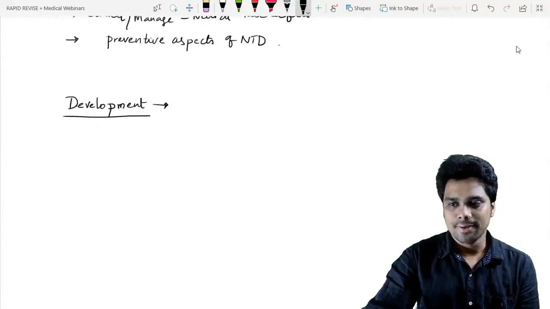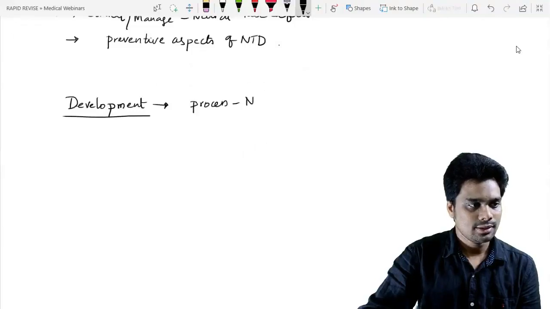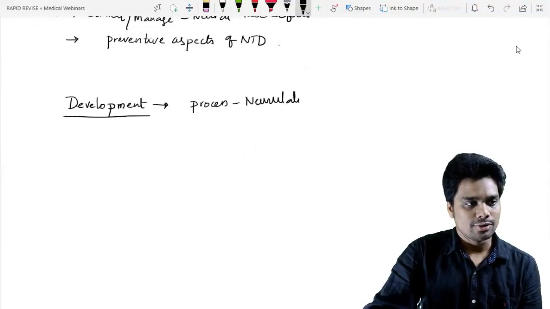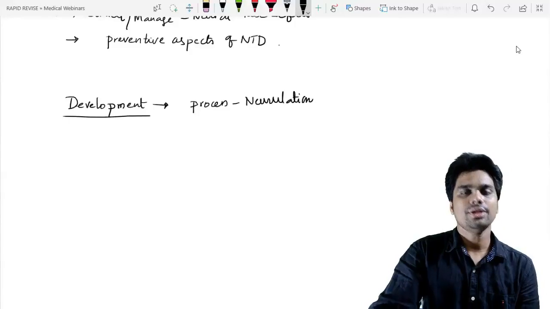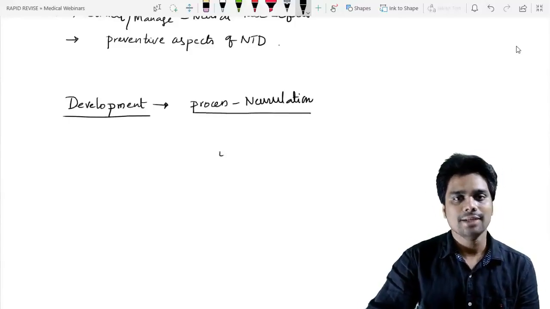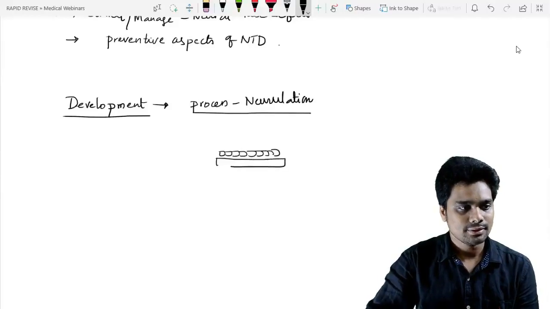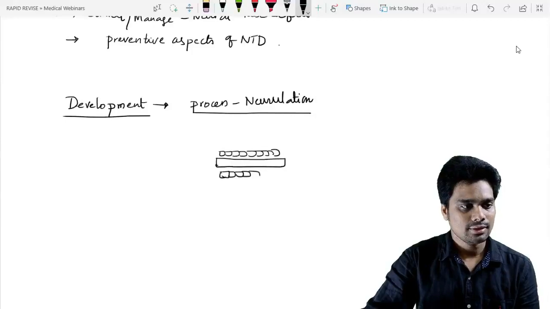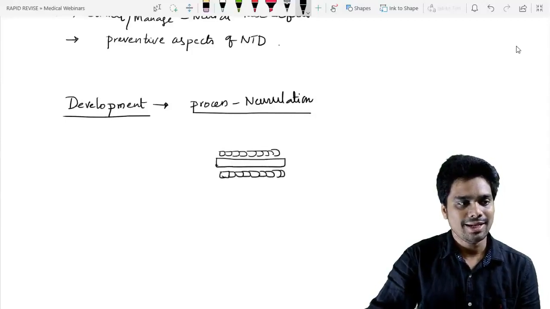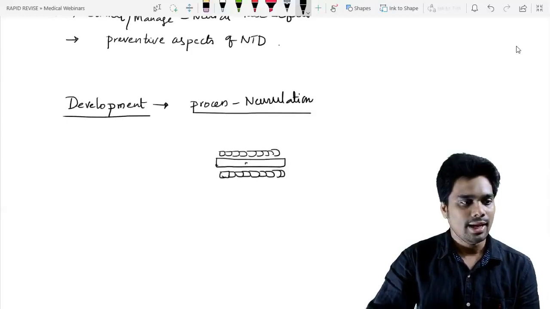Neural tube develops from a process known as the neurulation process. So what is neurulation? Neurulation is the process of development of the neural tube. How does this process occur? As we all know, the embryonic disc is made up of epidermis, we have a mesoderm, and we have an endoderm. So the three layers of the embryonic disc are ectoderm, mesoderm and endoderm.